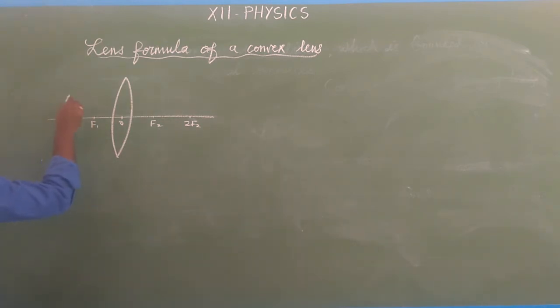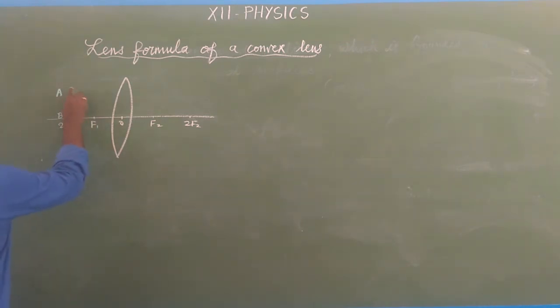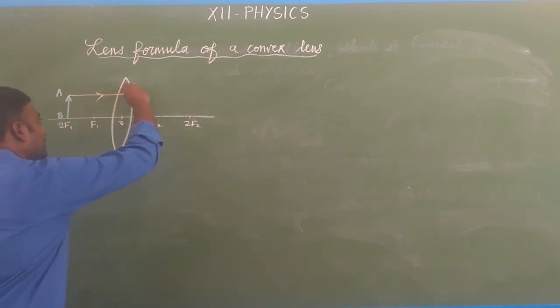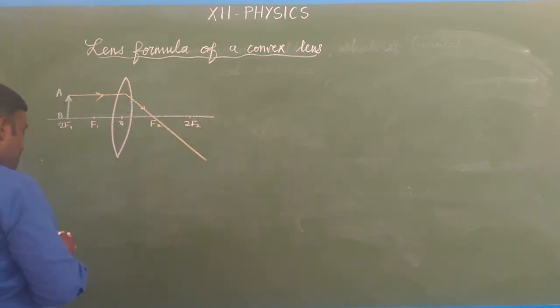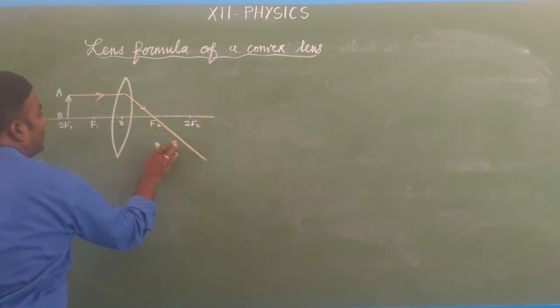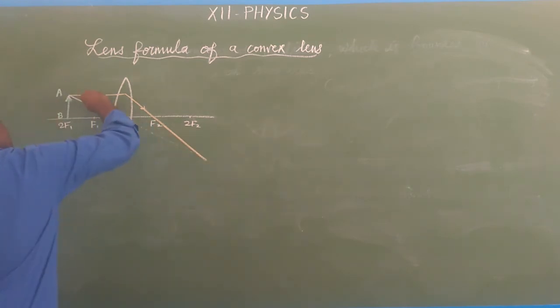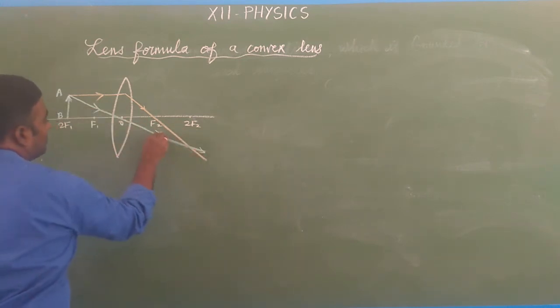Object is placed at 2F. So let us consider AB is the position of the object, which is placed at 2F. Two rays start from this object. The first ray, which is incident parallel to the principal axis, gets refracted through the focus. The second ray goes through the optic center, and it goes straight without any deviation.